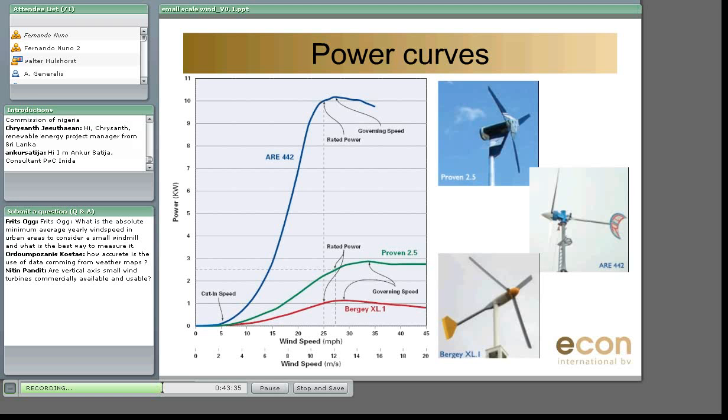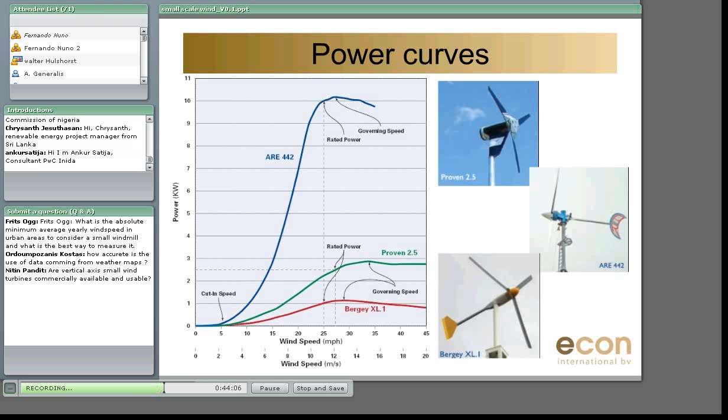To go back to your question, yes, they are available. If they are commercially available, go to the website we mentioned before, and perhaps you can find out for yourself. Please note that the output of vertical systems is in general lower compared to the horizontal one, I think. Okay, good.